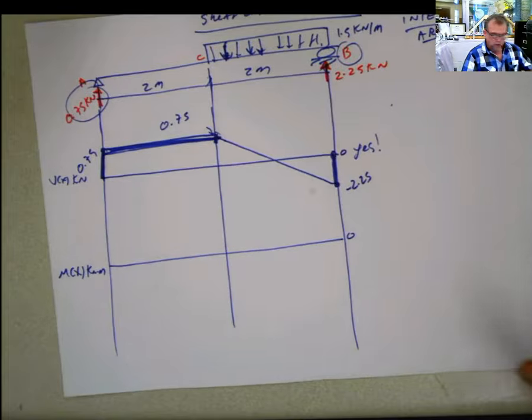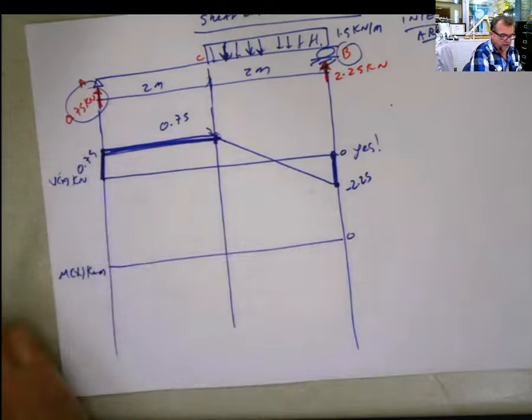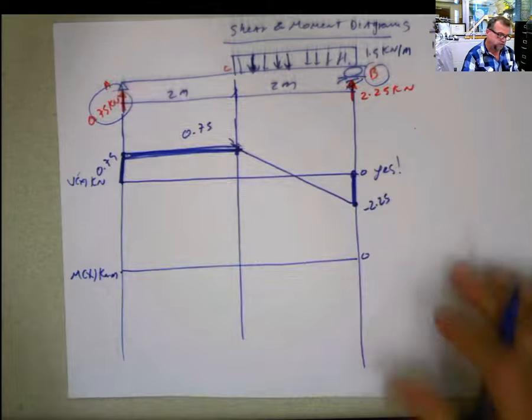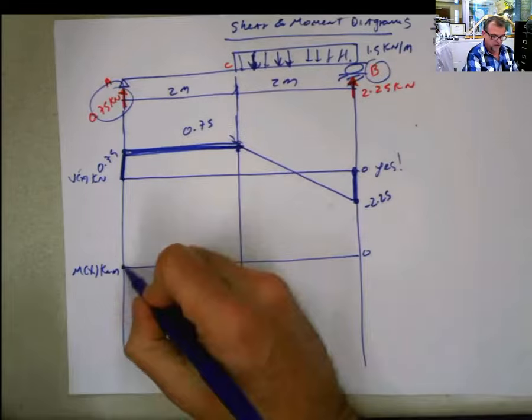Okay, now we go to the moment, and we do the same thing. We're going to go to the point A, and we're going to say, do I have any concentrated moment at point A? No, because this is a pin, there's no concentrated moment, so I start from 0.